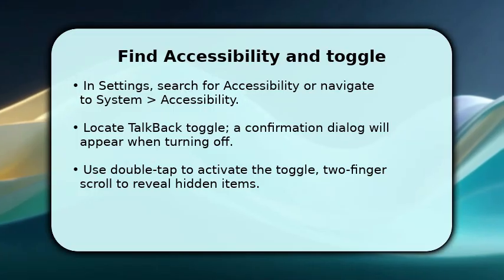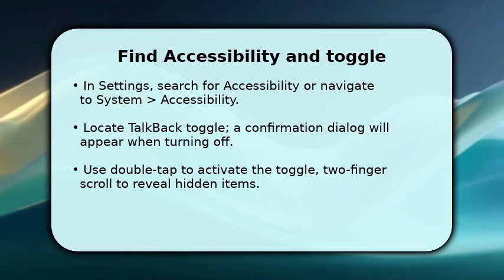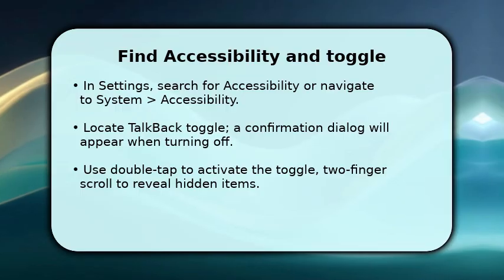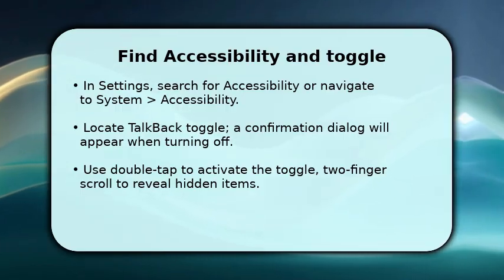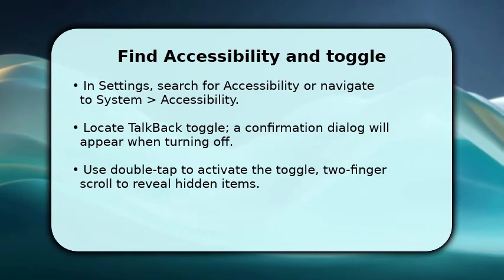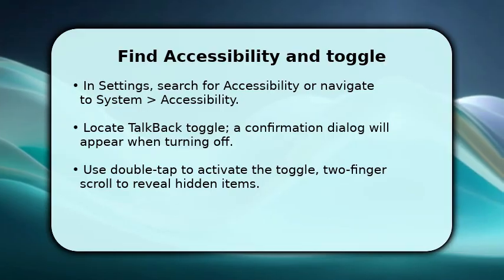Once inside settings, either use the search box and type accessibility or navigate Settings, System, Accessibility. Focus the accessibility entry, then double tap to open the menu. Scroll with two fingers until you find Talkback or Accessibility menu. Focus the Talkback toggle and double tap to request a change.